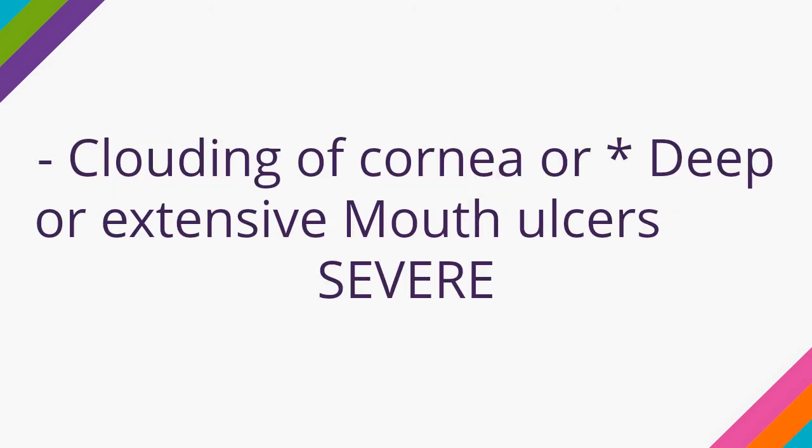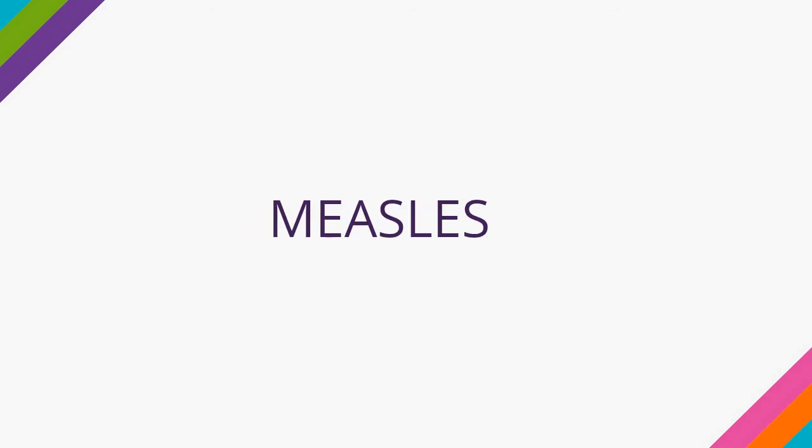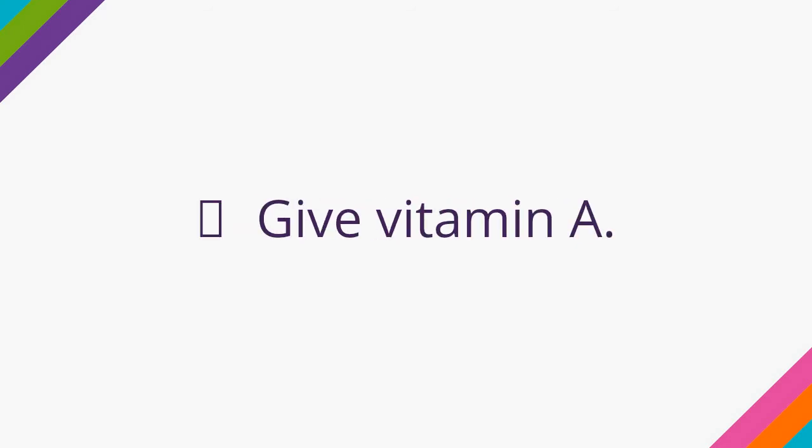Under color code red for measles is the child who's having any danger signs with the following complications of measles, that is clouding of the cornea or deep or extensive mouth ulcers.